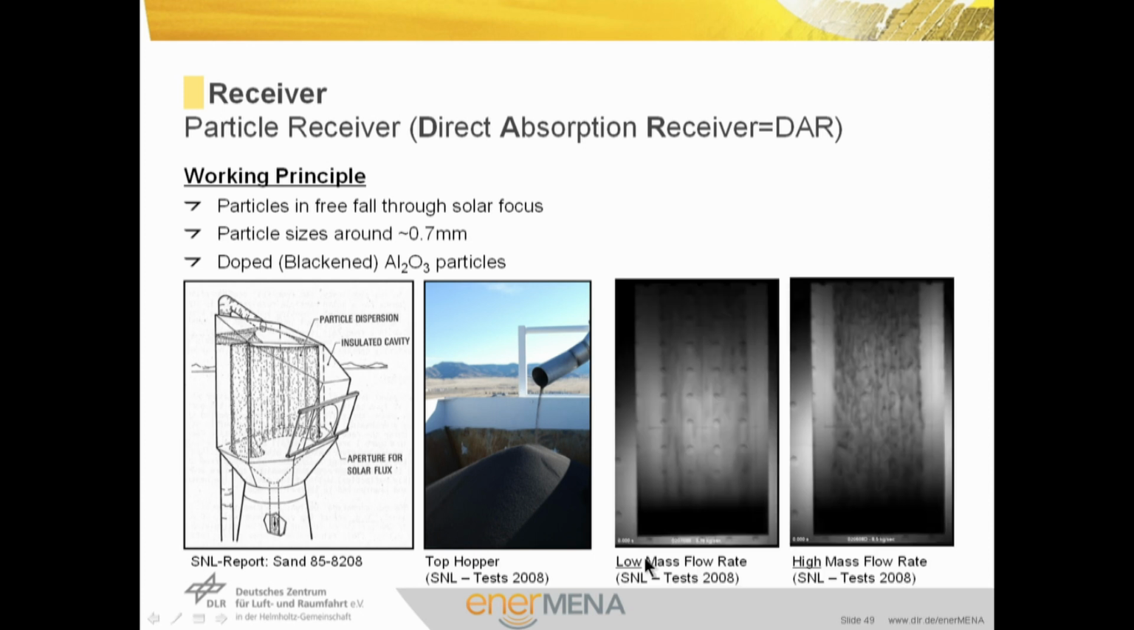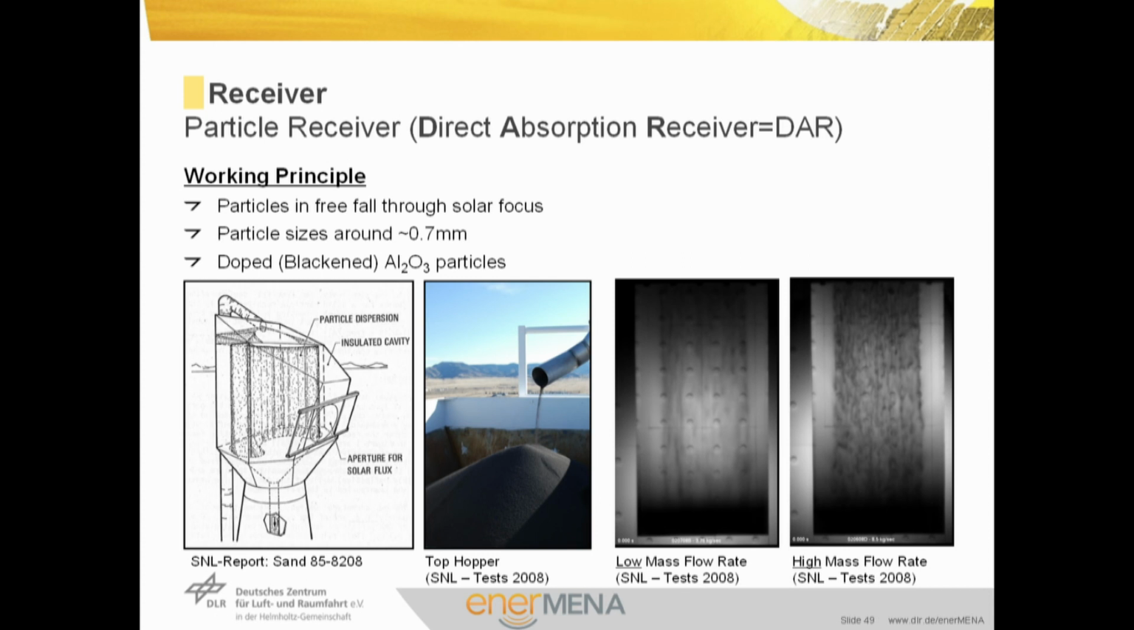So here on the left we see a photo of operation with low mass flow rate. However, we see here a low mass flow rate also means a low absorptance of the curtain and hence a low efficiency. While on the right-hand side you see a test with high mass flow rates for higher irradiations.